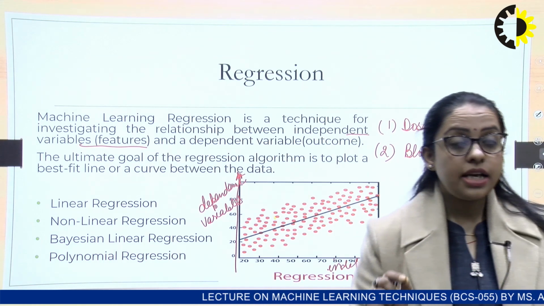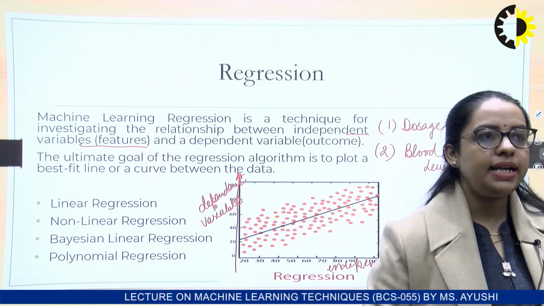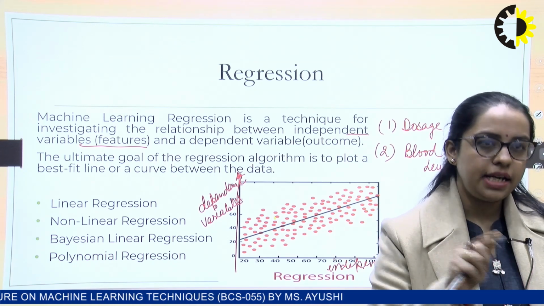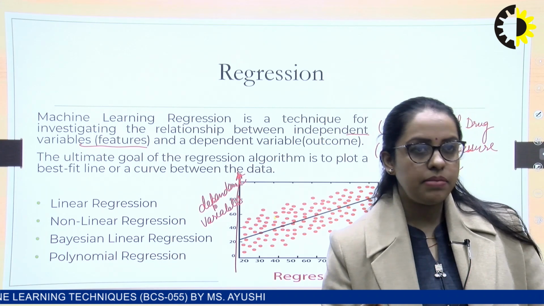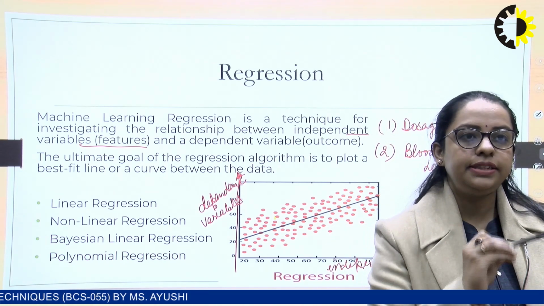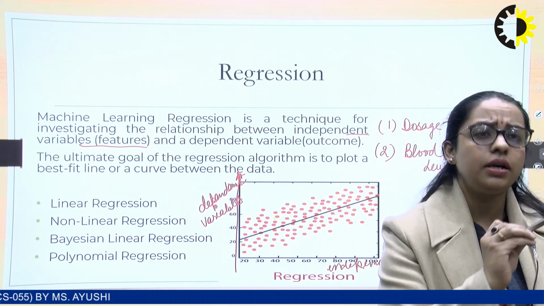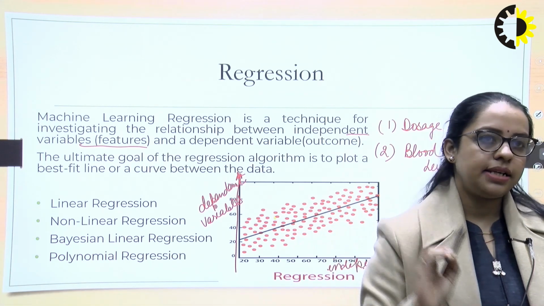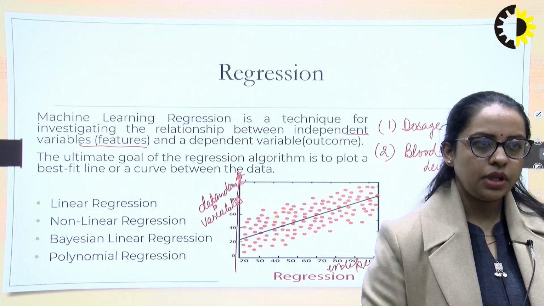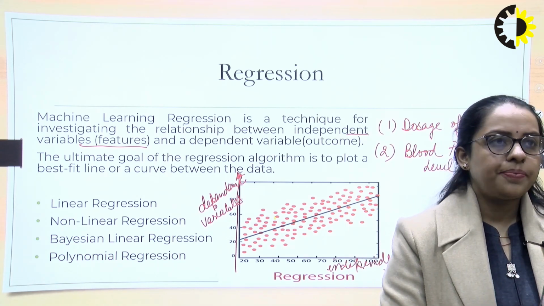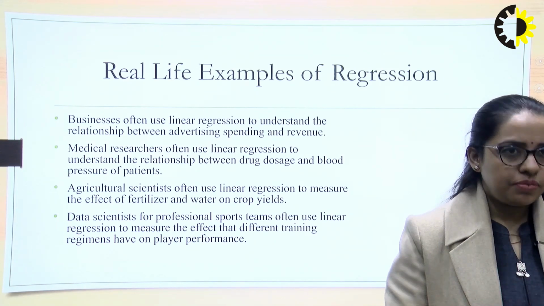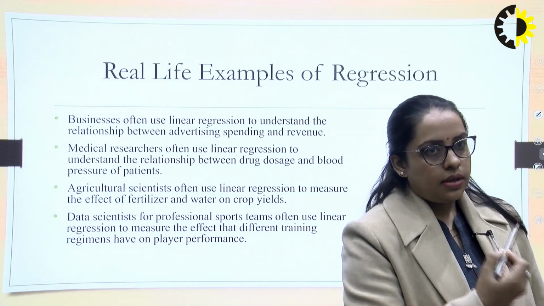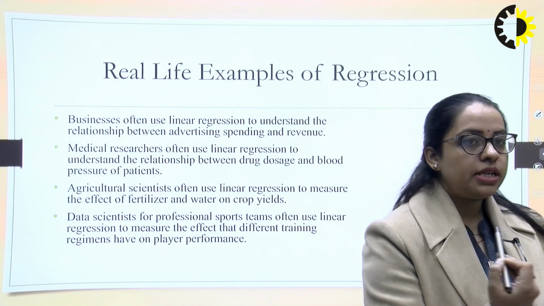So in regression, the main goal is to identify the relationship between the independent variable and the dependent variable by drawing a straight line, or a curve which is partitioning our training data set. Okay, this is regression, and I have already discussed one or two real life examples with you. We can also discuss 2-3 here.